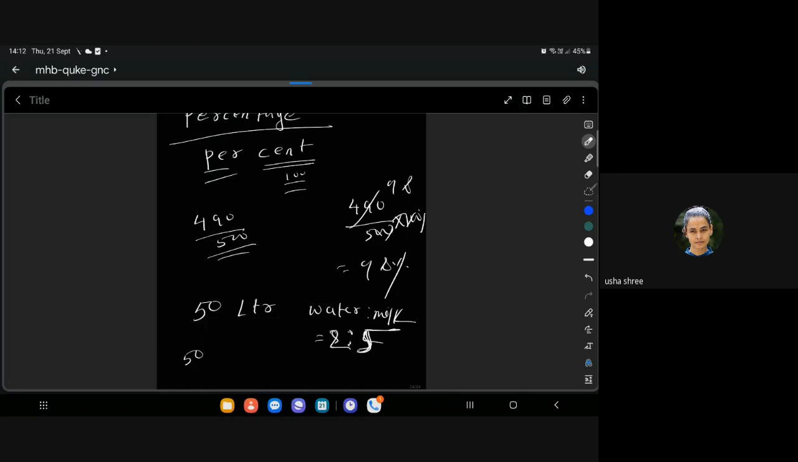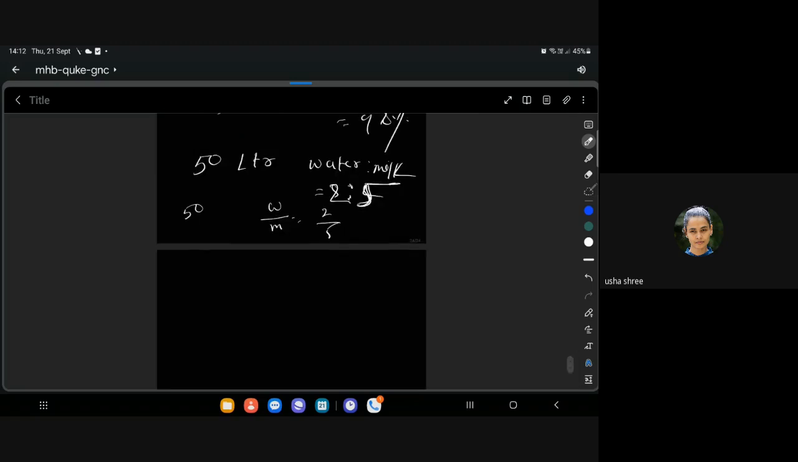So water is equal to 2. Water by milk is equal to 2/5. So water is equal to how much? Out of 50, you can write in this also. So 20 liter is the water. The rest, 30 liter, is the milk.